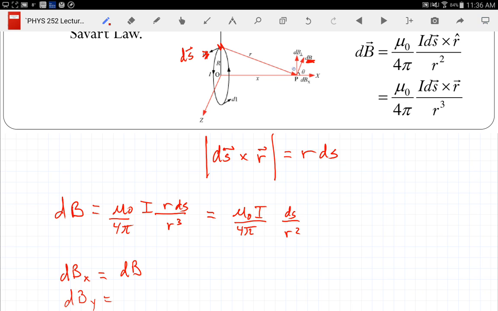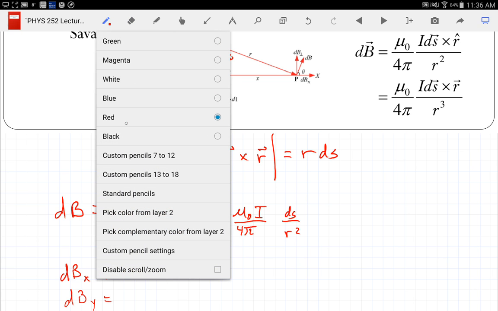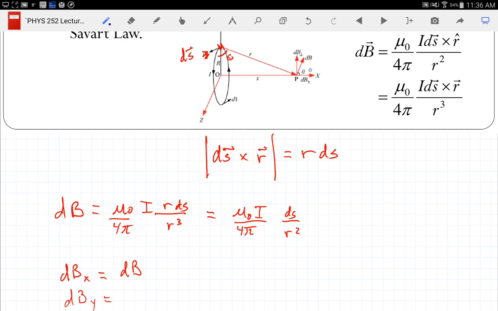That angle is this angle here. Right? We tend to think this angle, but no, it's the other one. Which angle? This angle right here, theta. It's the angle between the x-axis and dB.